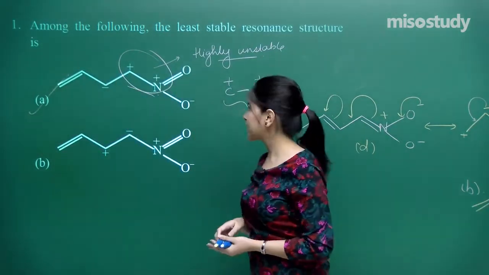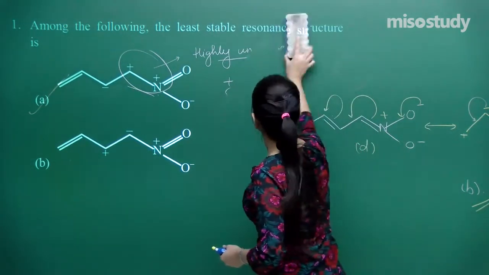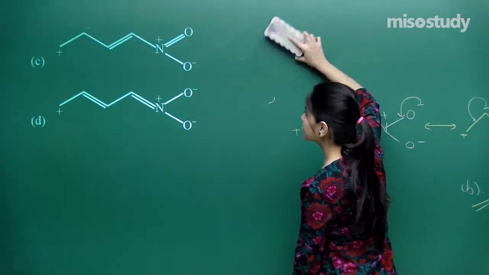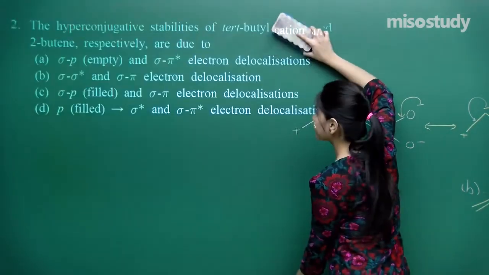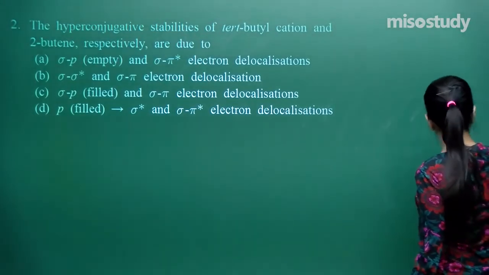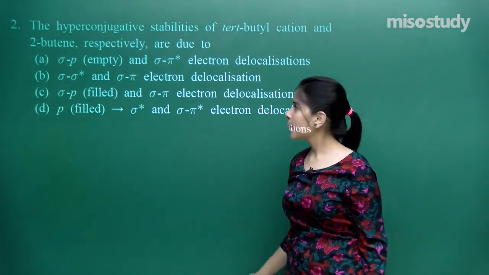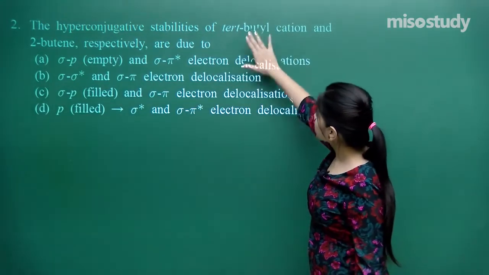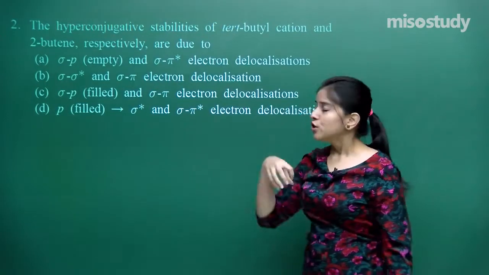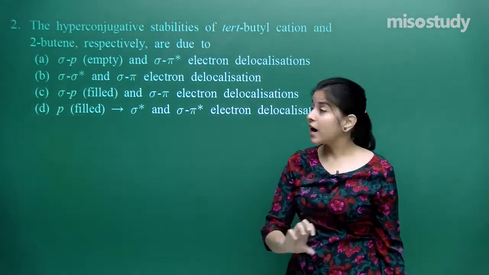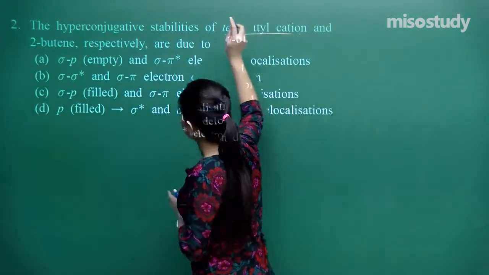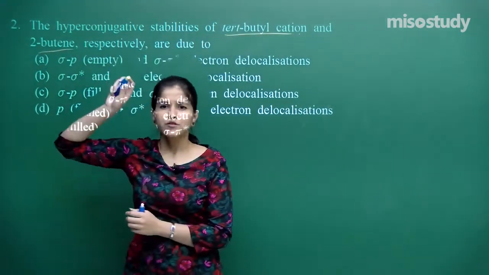Now let's move on to the very next question. So what do I have in the next question? The next question says, okay, now it is related to hyperconjugation. What is hyperconjugation? The hyperconjugative stabilities of the tertiary butyl cation and 2-butene respectively. So they are actually asking about how the stability is going on in tertiary butyl cation and 2-butene.